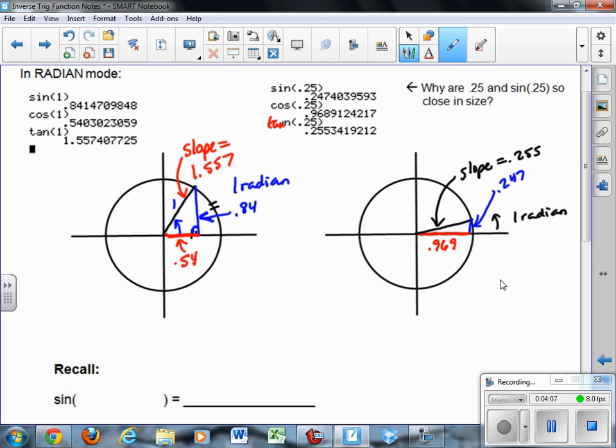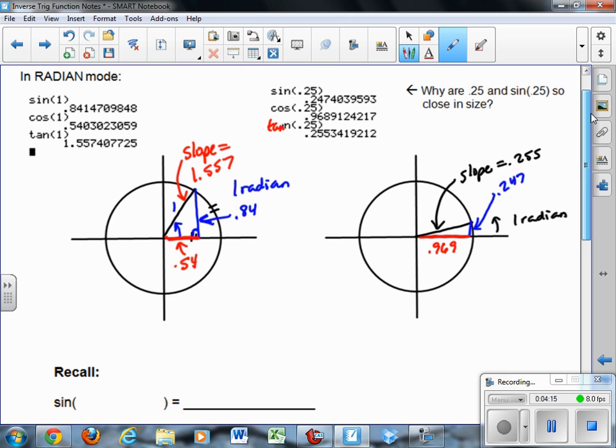So those are some types of problems I'm going to ask you to do. I'll give you one of the three trig functions, and I'll give you either the inverse or the regular and ask you to draw a picture of what it means. So we'll do some practice on that at the bottom.